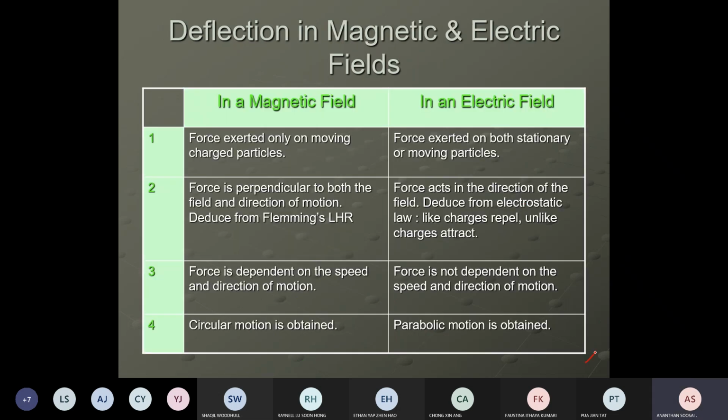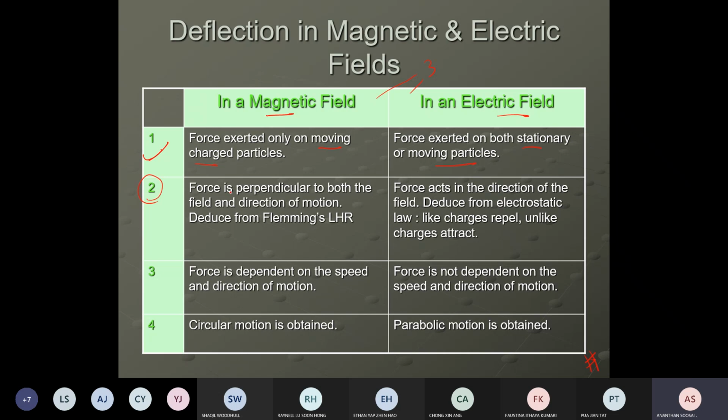So another thing you need to know is the differences between magnetic field and electric field. Try to remember at least 3 differences. So the first difference, the force exerted on a moving charged particle. In a magnetic field, the force is on a moving charged particle. For an electric field, the force acts on a stationary or moving charged particle. You will experience force.